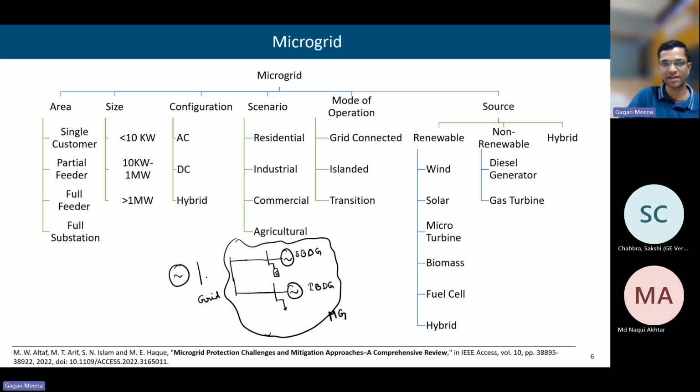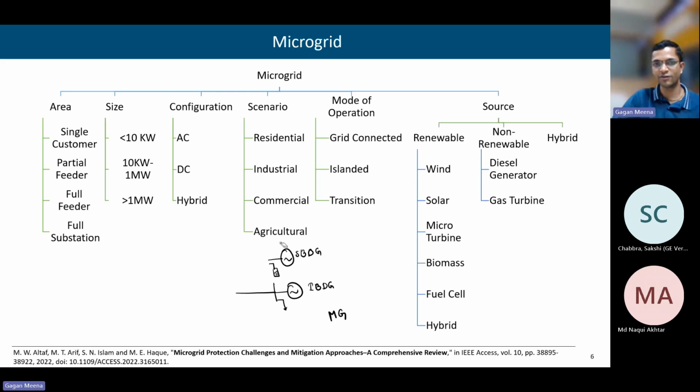And the third mode is when it is transitioning from grid connected to islanded, and vice versa, from islanded to grid connected. That is the transition mode. Okay, then based upon sources, we can have different types of sources. Only having renewable, with this which I drew just now.